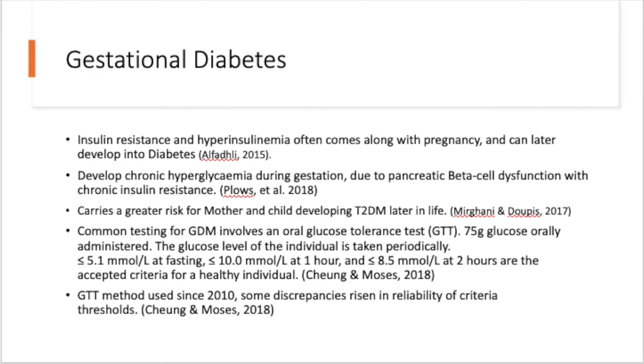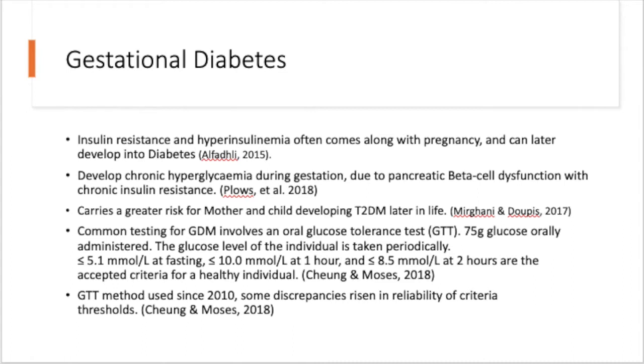GDM is most commonly diagnosed from the results of an oral glucose tolerance test. This is when 75 grams of glucose is orally administered and the glucose level of the individual is taken periodically: at the time of administration, 1 hour elapsed and 2 hours elapsed. The accepted threshold for a healthy individual is smaller than 5.1 millimole per liter at fasting, smaller than 10.0 millimole per liter at 1 hour, and smaller than 8.5 millimole per liter at 2 hours.